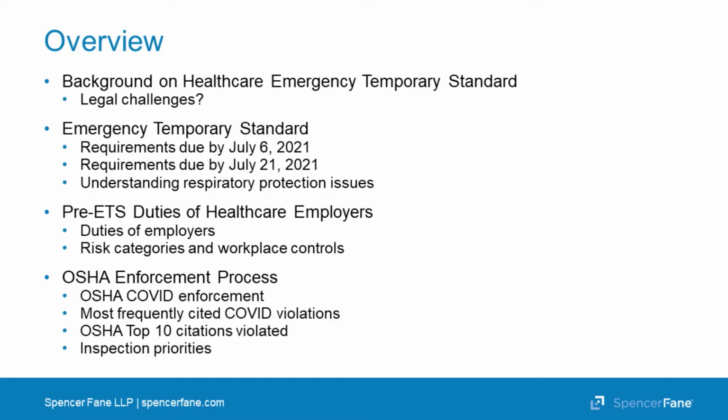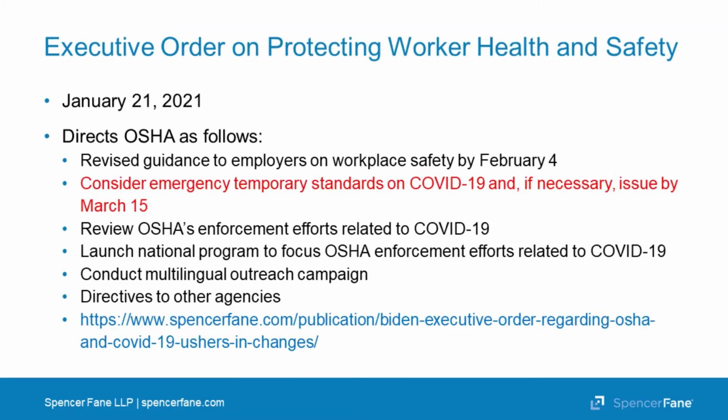Real quickly, what is the genesis and background on the emergency temporary standard? When the new administration took office in early January, immediately there was an executive order that was published. And the current administration, as part of this executive order, identified that on or before March 15th, OSHA was to issue an emergency temporary standard to protect employees at job sites from the risks of COVID-19. A couple of other things, of course, came out of that executive order, including various enforcement efforts, as well as a national compliance initiative related to COVID. And this wasn't just the healthcare sector. This was for all employers around the country as a whole.